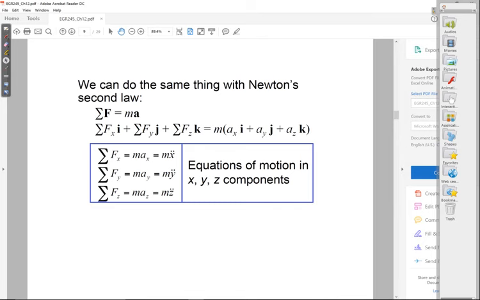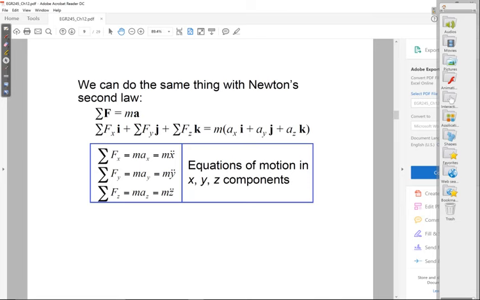You sum up all the forces in the x direction, and that has to be set equal to mass times acceleration in the x direction. Then you do the same thing for the y direction and the z direction. So you get these 3 completely separate equations.